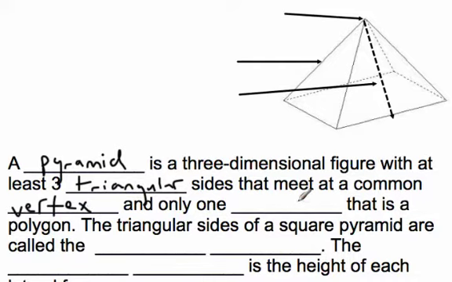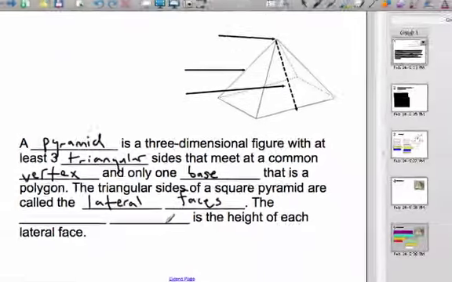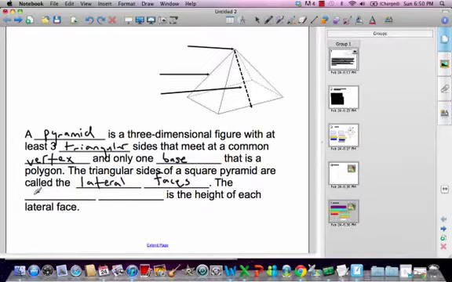In only one blank that is a polygon. Well, this thing at the bottom here, that's a polygon. So that is only one base that is a polygon. The triangular sides of a square pyramid are called, and you're probably not familiar with this term, lateral faces. So I'm going to write that down here. And then the blank is the height of each lateral face. It's called the slant height.